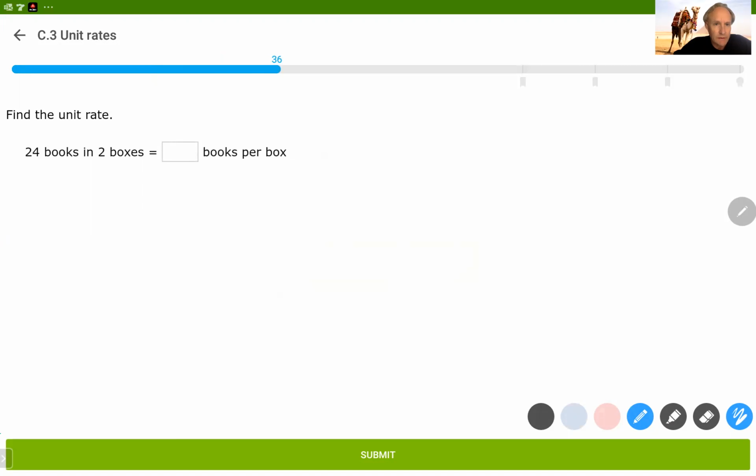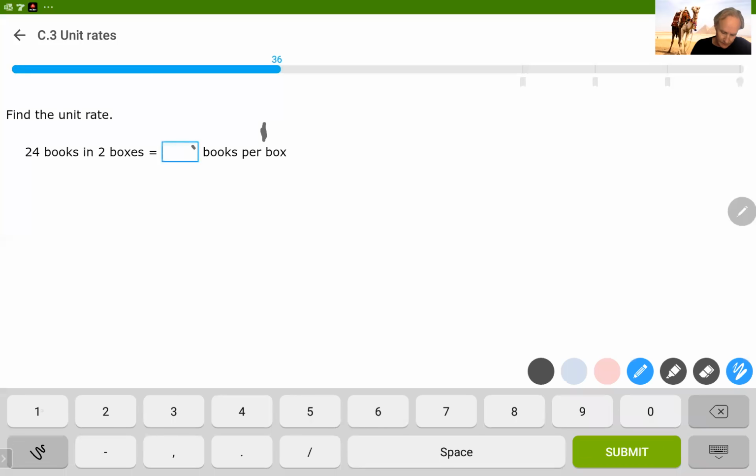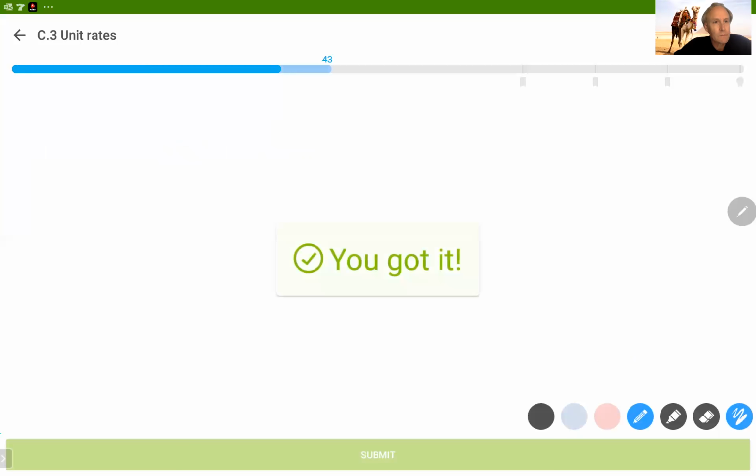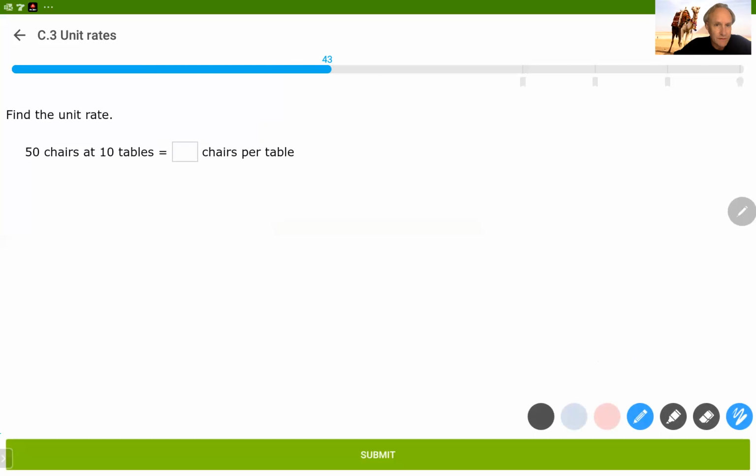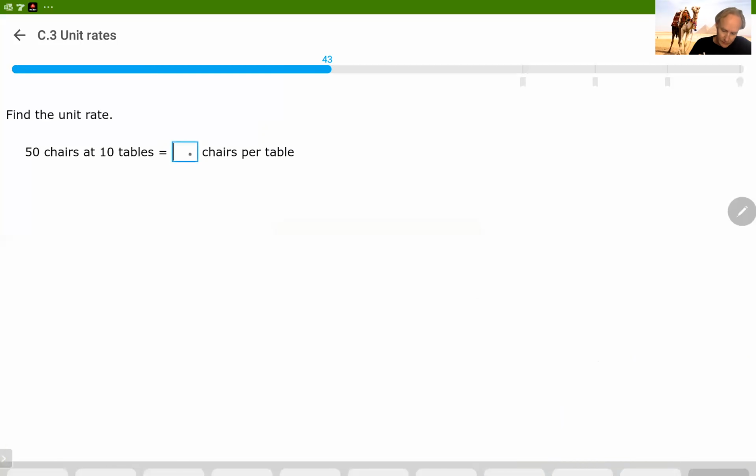Basically, unit rate means per 1. There's an automatic 1 right there. So we want books per 1 box. Since there's 24 books in 2 boxes, there are 12 books in 1 box. It's called a unit rate. 50 chairs at 10 tables is 5 chairs per table.